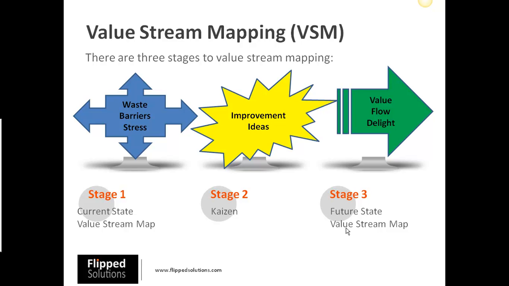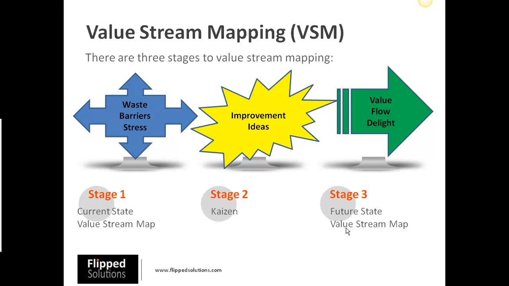Kaizen is a Japanese term. It literally means to take it apart and put it back together again. So Kaizen is where you're actually trying to put out improvement ideas that you can see from the current state value stream map that might need to be introduced. So with Kaizen, we basically have a burst of enlightenment, which helps you to see, look, here's where improvement needs to happen. In stage 3, this is where a future state value stream map is created.